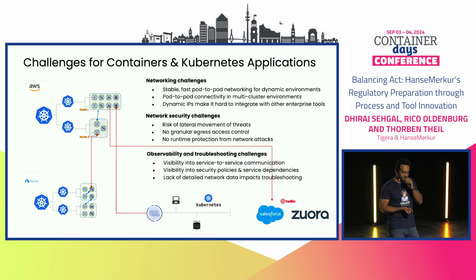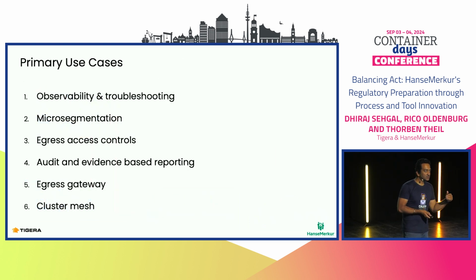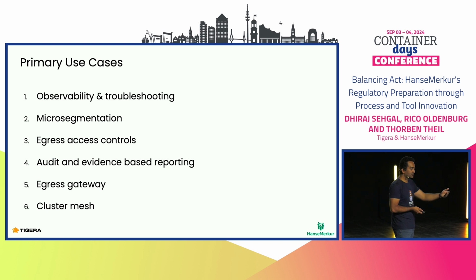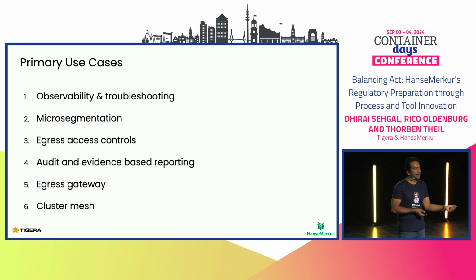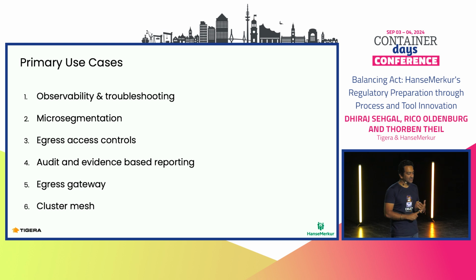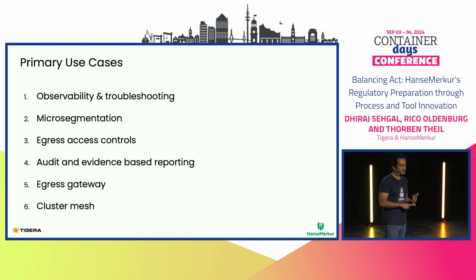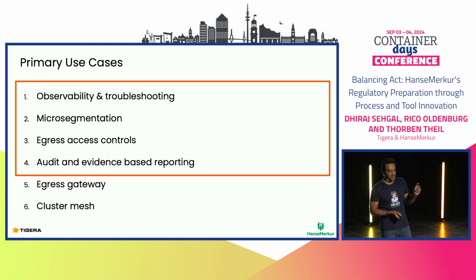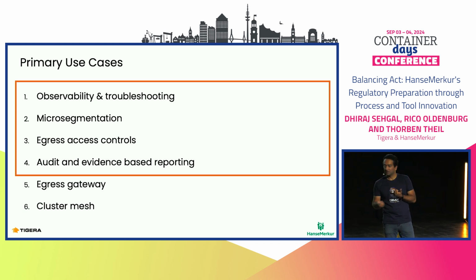for troubleshooting. So in the case of HanseMerkur, what we started to see is there were some of these use cases which come into play as they started to go for a production application, which had to be compliant. And these were some of the things which we generally see: observability troubleshooting, microsegmentation, egress access controls, audit and evidence reporting for compliance, egress gateway for fixed IPs, and then cluster mesh. So as they started to build it out, these were the 4 things which they needed quite a bit. And I'll let Rico speak to how they went about addressing them and how their journey started. Thanks, Rico.